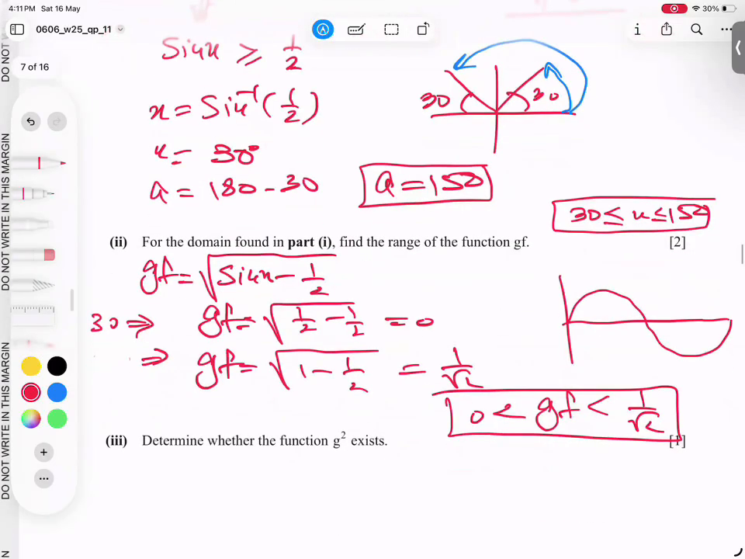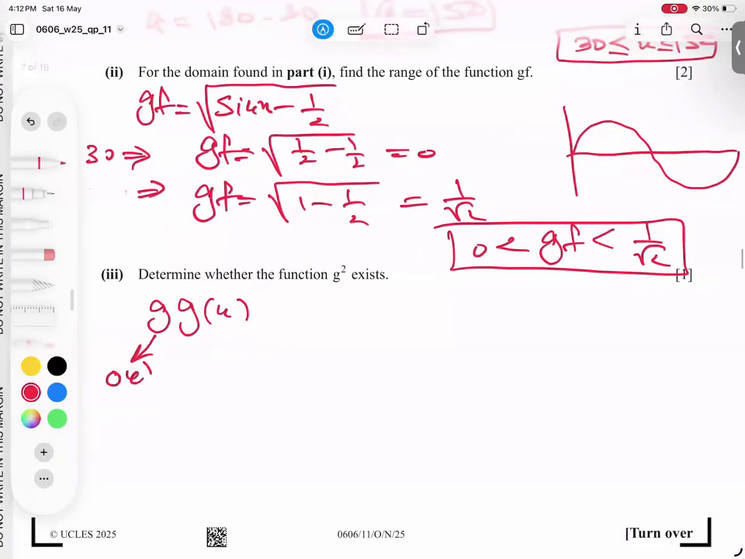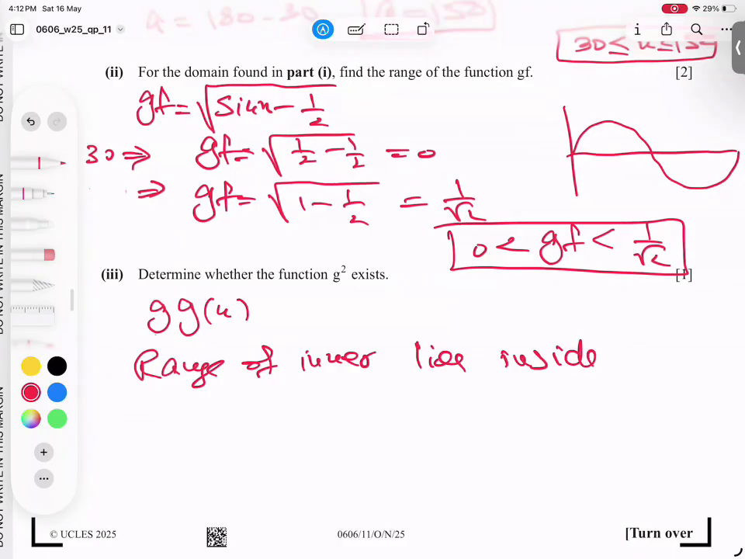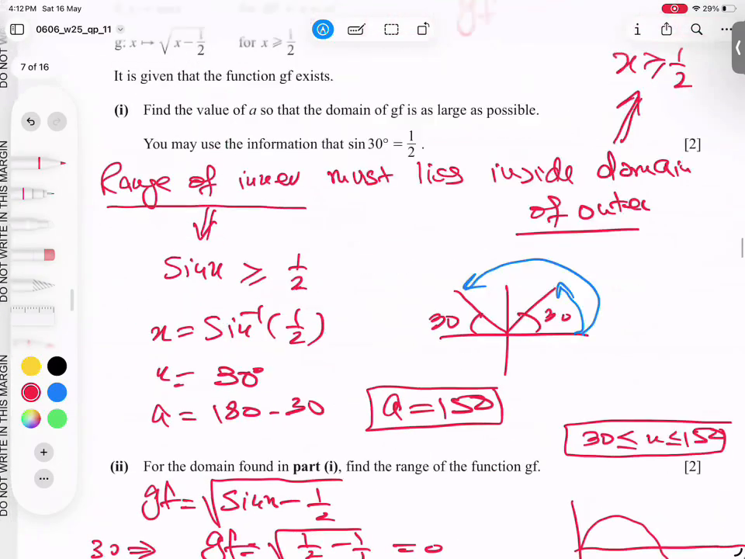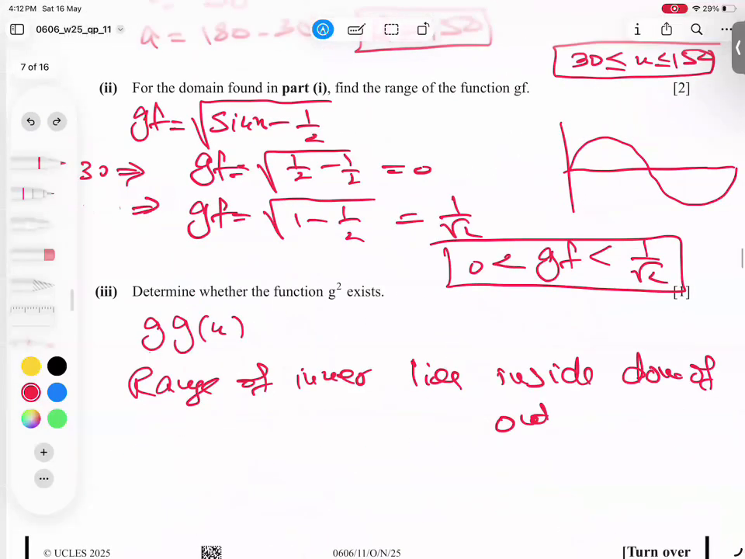Okay, last part. Is g of g possible or not? We have looked carefully at the range of this inner and outer function. This is called the outer function, and this is called the inner function. What is the basic criterion I taught before? The range of the inner function must lie inside the domain of the outer function. But because both are the same and the range we have is this, 30 to 150, which is not possible. Why not possible? Because the values coming from this one are not inside. So you can say it is not possible.